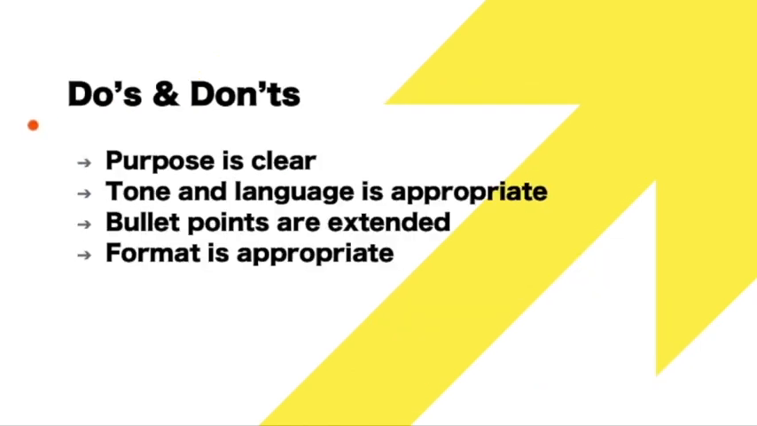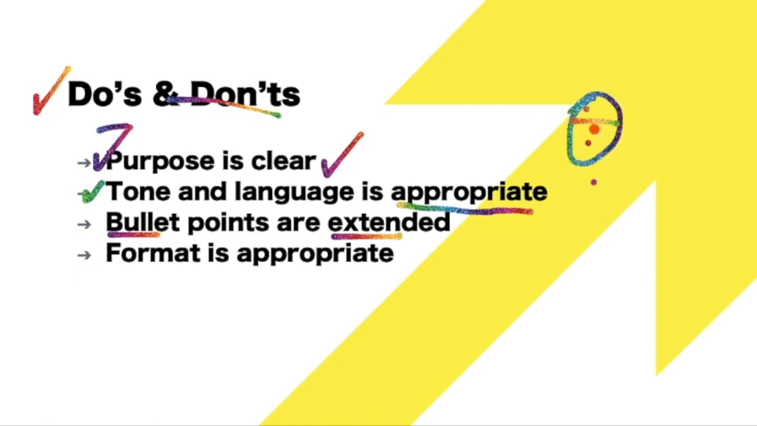Okay, let's look at some do's and don'ts of letter writing. Make sure that the purpose is clear. Why are you writing the letter? It should be absolutely clear. The examiner must be able to make out what exactly you are trying to say when it comes to the purpose. The tone and language should be appropriate according to the letter type. There will always be 3 bullet points for each letter type. Make sure they're extended well in each paragraph separately. Do not mix 2 bullet points in one paragraph. Each para should have one controlling idea. Make sure the format is appropriate.